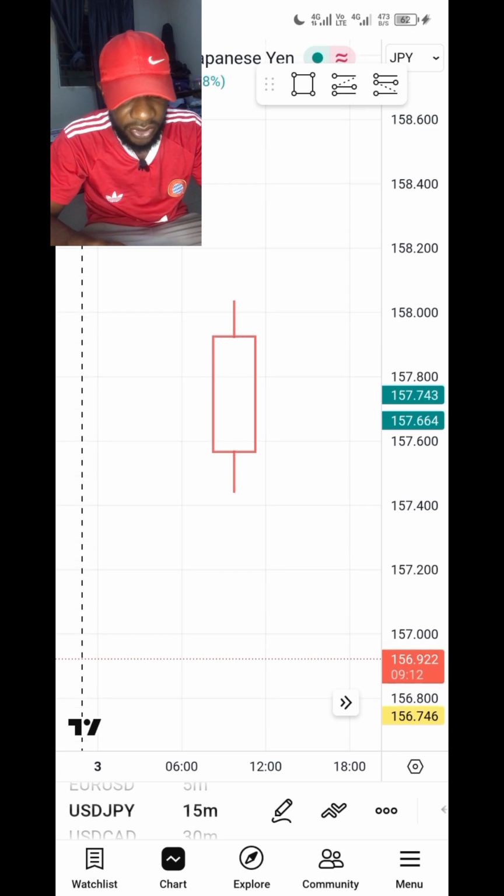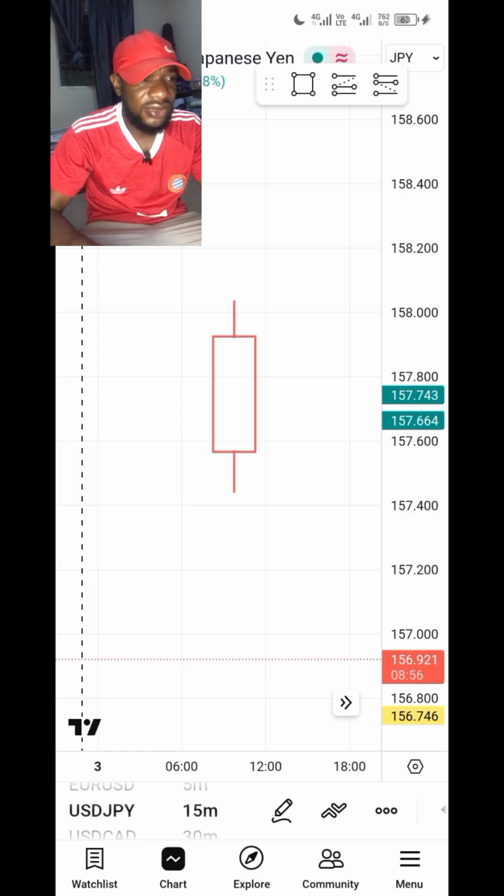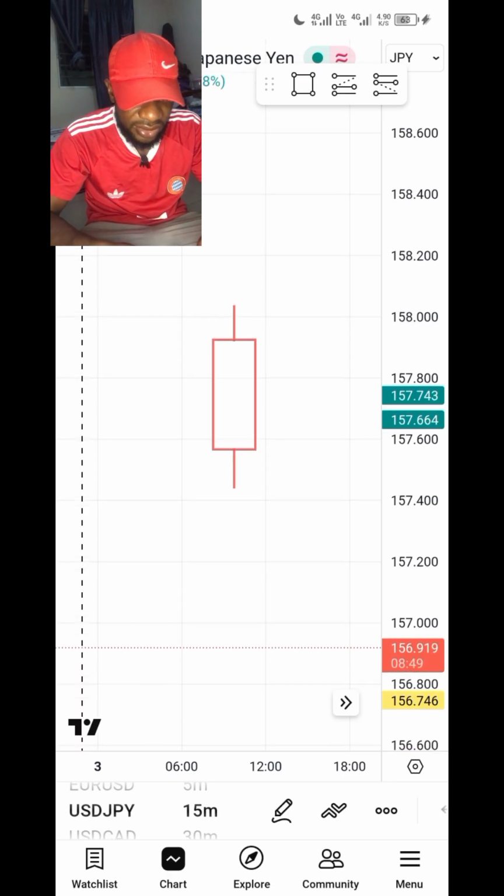So let's say now, where can we find liquidity? We find liquidity in old highs and lows, the highs and lows of every candle. You can find liquidity there. Then in session highs, session lows, weekly highs, weekly lows, and consolidation, double tops and double bottoms. These are areas where you find liquidity.